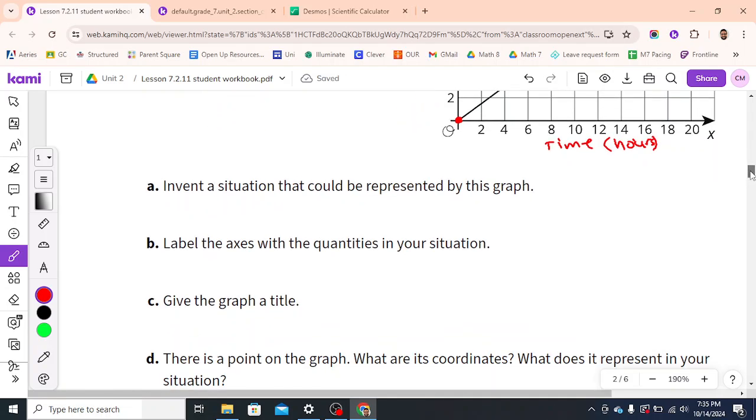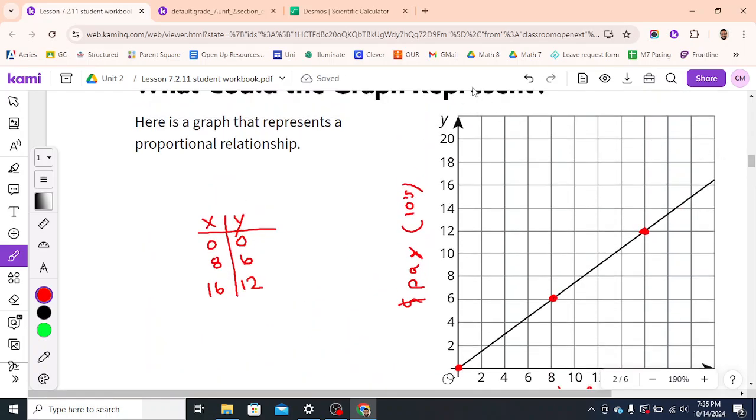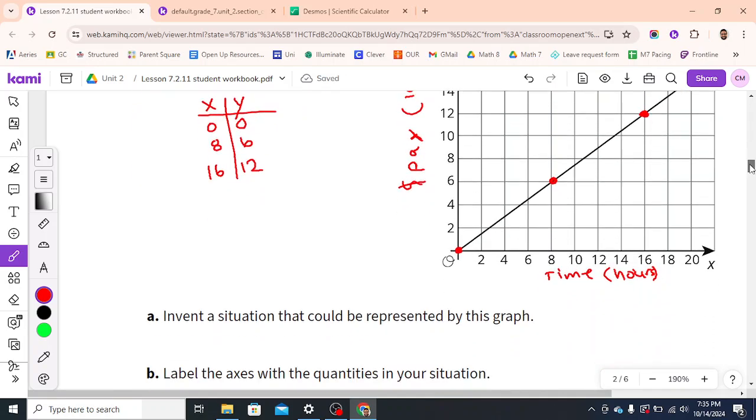Give the graph a title. So let's talk about maybe something like take-home pay, or we can say part-time job pay. One word we can use is wages. But again, that's the scenario that I came up with. Maybe you came up with a different scenario. And if you kept mine, that's perfectly fine.